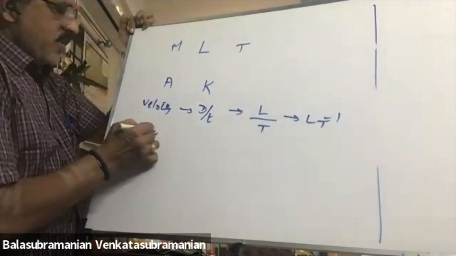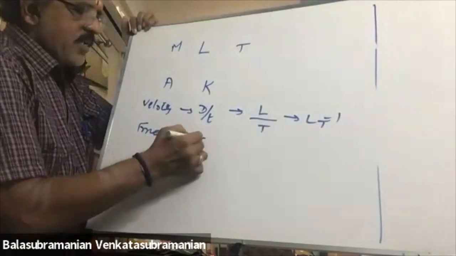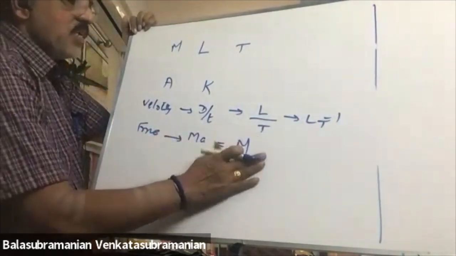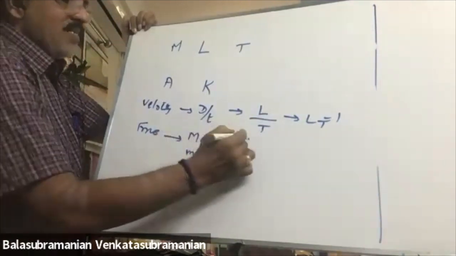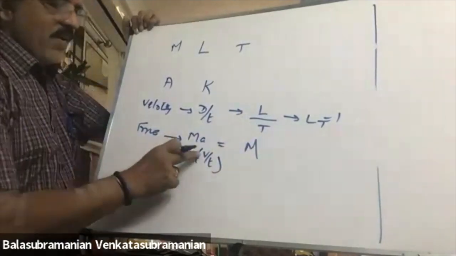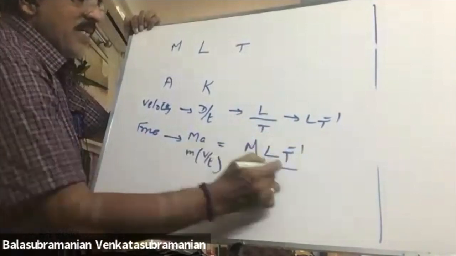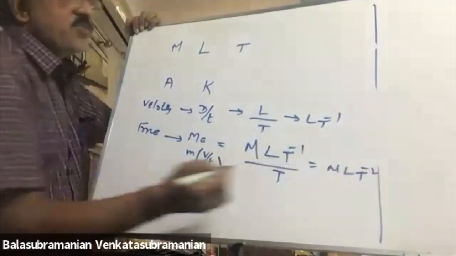Force I want, sir. You can write. What is force? Mass into acceleration. MA. Mass is capital M. Acceleration is velocity by time. Mass dimensional formula is capital M. Velocity dimensional formula is LT power minus 1. Time is T. So I can write MLT power minus 2.